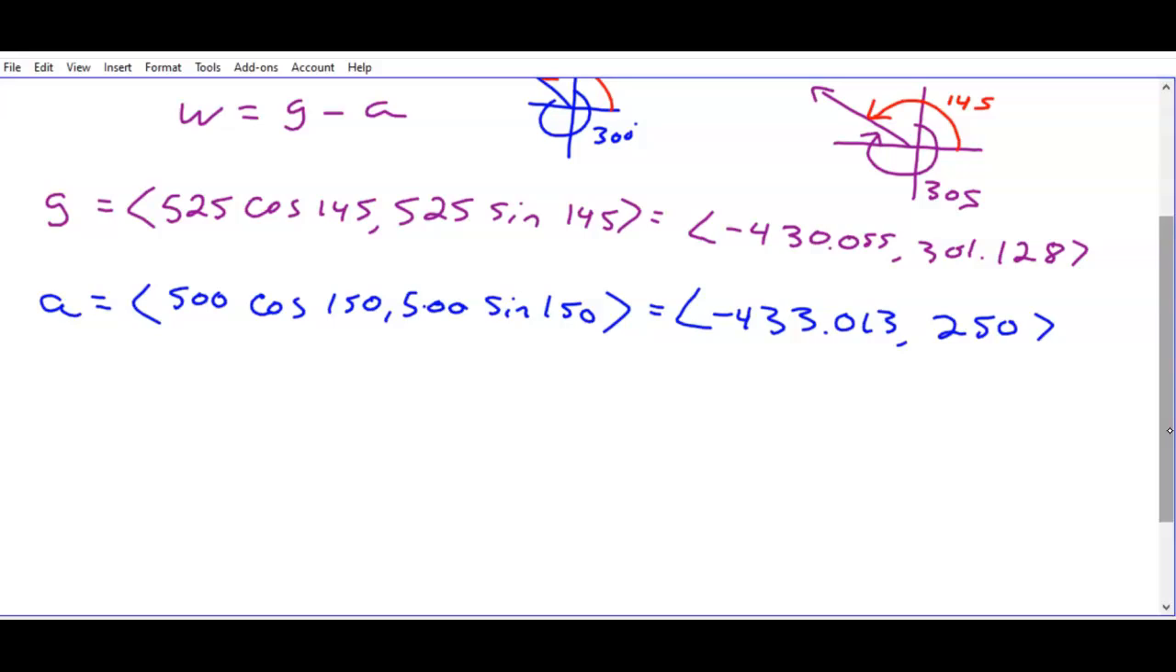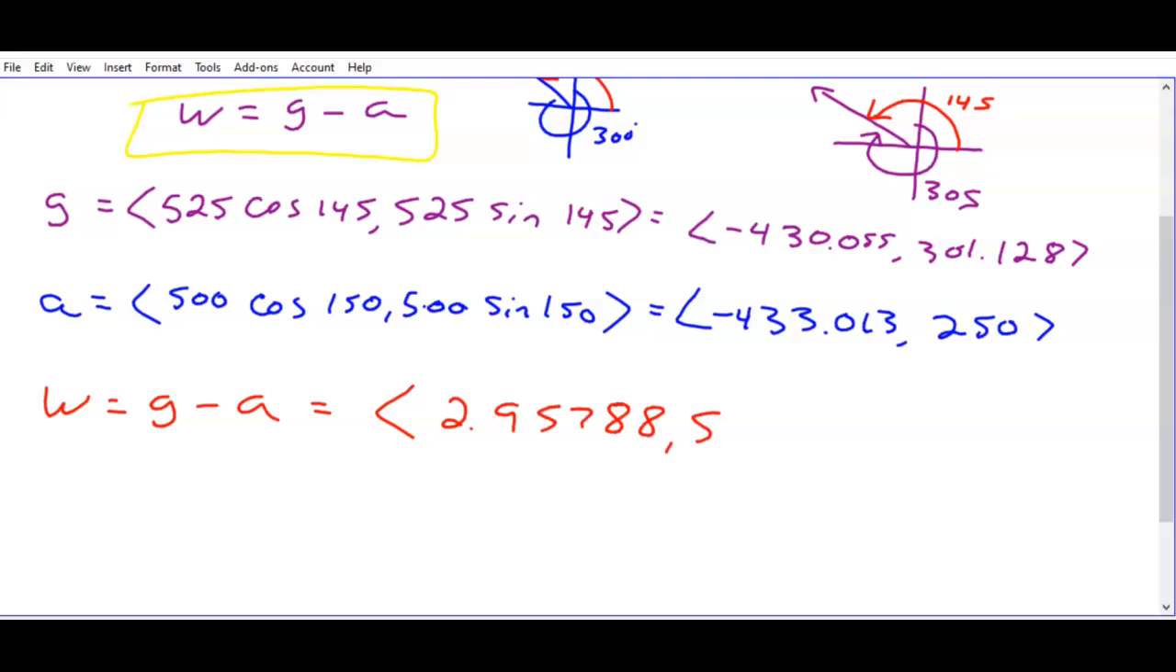And we talked about finding the wind: ground minus the aim. Pick up the calculator: 2.95788, 51.1276.